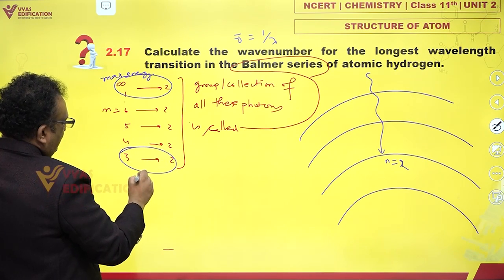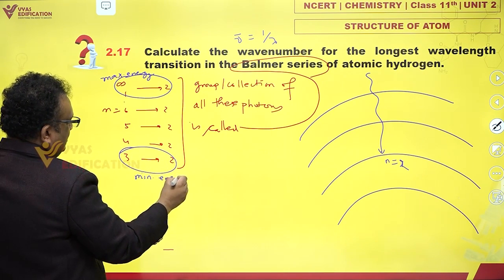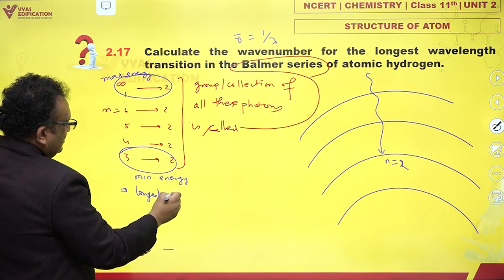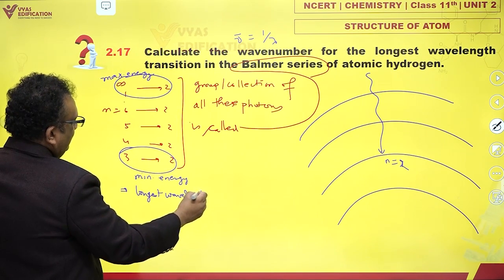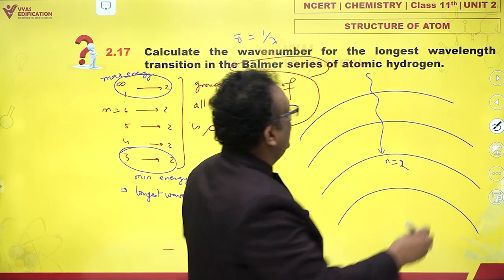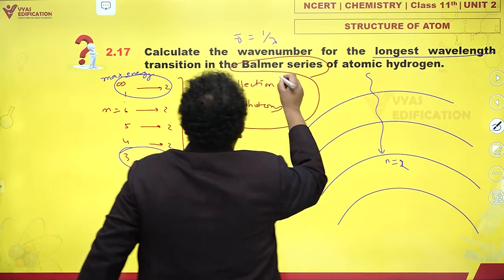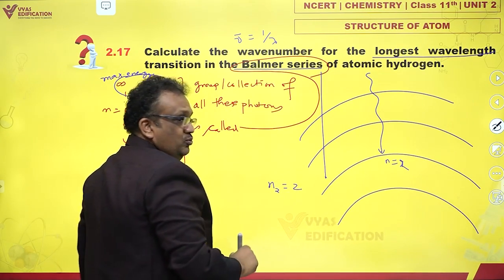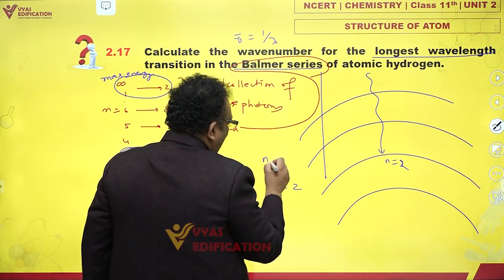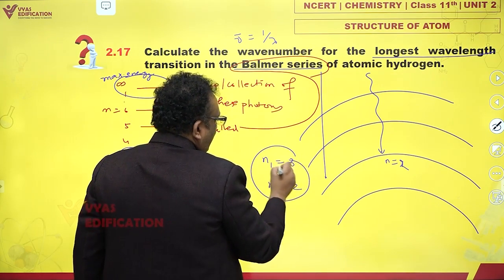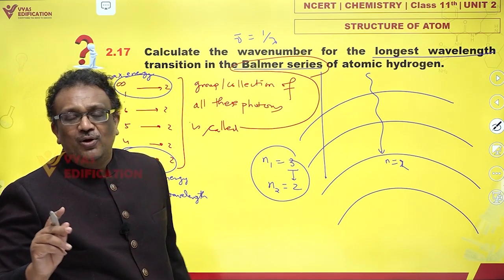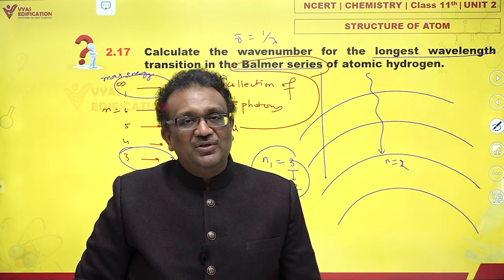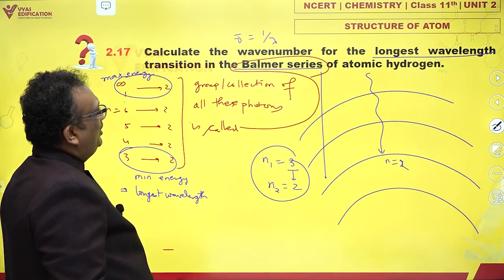And this is minimum energy. Minimum energy means longest wavelength. And this is what has been asked. So the moment they say longest wavelength of Balmer series, Balmer series means finally I am going to have n is equal to 2. And initially I must have had n is equal to 3. From 3 to 2, this is the transition they're talking about. This is the only simple mystery you have to figure out in this question. Once you have this, you just have to substitute in the formula and solve it.